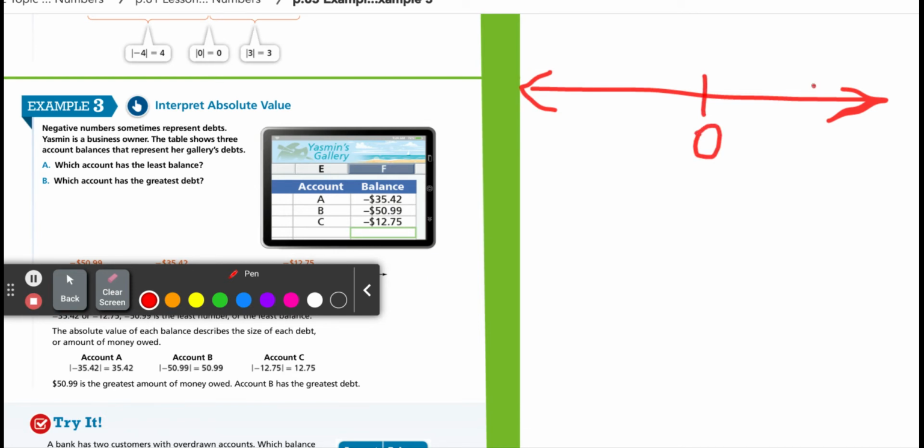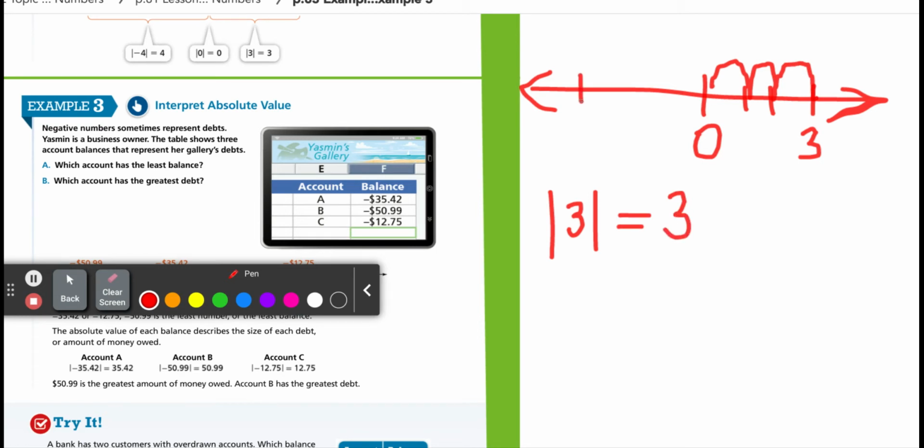So let's say I have a point here and it's at 3. So I would say to you, what is the absolute value of 3? Well, we have to remember that the absolute value, or the distance from 0, is always positive. So what is the distance from 0 to 3? 1, 2, 3. The absolute value of 3 will be 3.